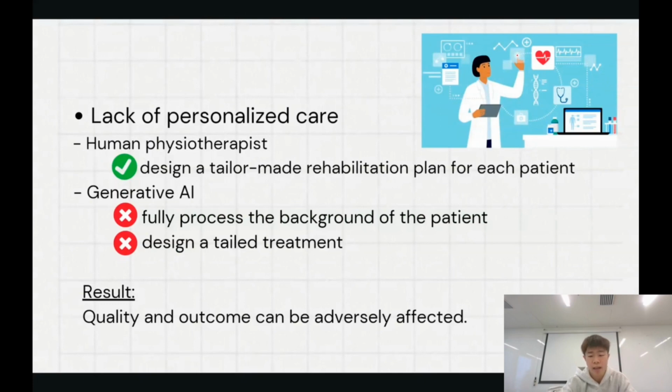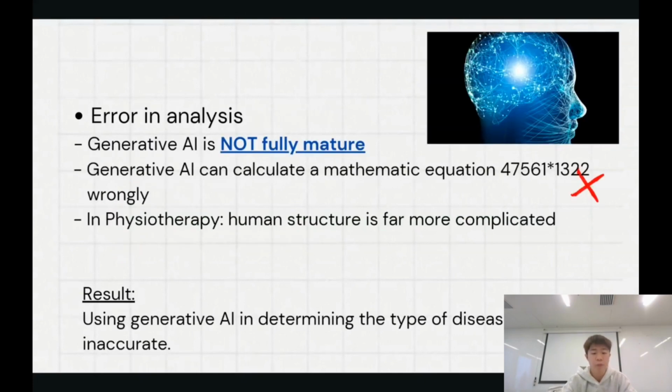Finally, error in analysis. GenAI is not fully mature. For example, GenAI can quickly calculate a mathematical equation at the level of primary and even junior secondary school. However, when the level comes higher, GenAI may not be competent enough to calculate accurately. For some complicated equations, GenAI can still calculate wrongly.